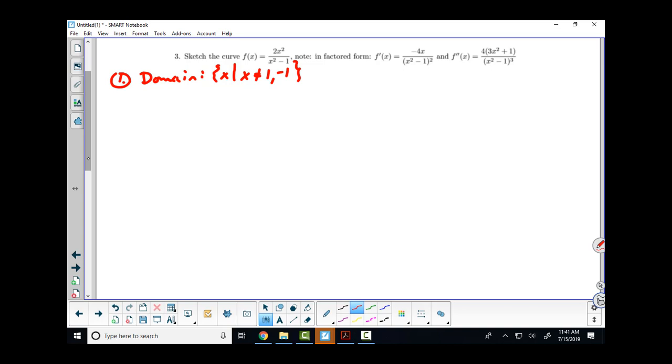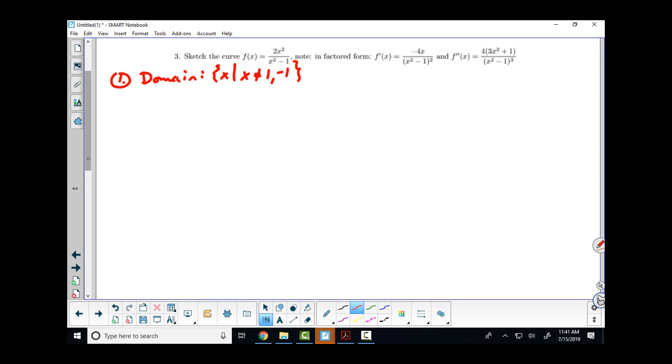Now folks, when I go to build my chart, even though -1 and 1 can't be critical numbers, I do need to remember to put them on my chart. Because on either side of -1 and 1, I can change from increasing to decreasing, I can change concave up, concave down, who knows? So I've got to check those.